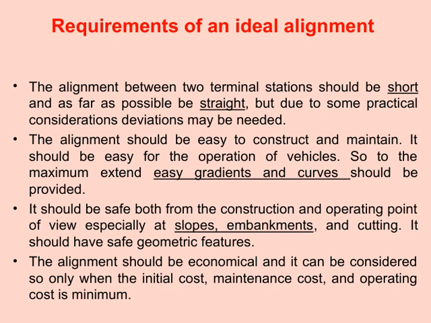Lastly, the alignment should be economical. When we say economical, we're talking about minimizing the initial investment, maintenance, and operating costs. An optimal alignment balances these factors, ensuring that the project is financially sustainable over its lifespan. So, in essence, an ideal alignment is a careful balance: short and straight where possible, easy to build and operate, safe and cost-effective, aligning with the broader goal of designing efficient and sustainable transportation routes.